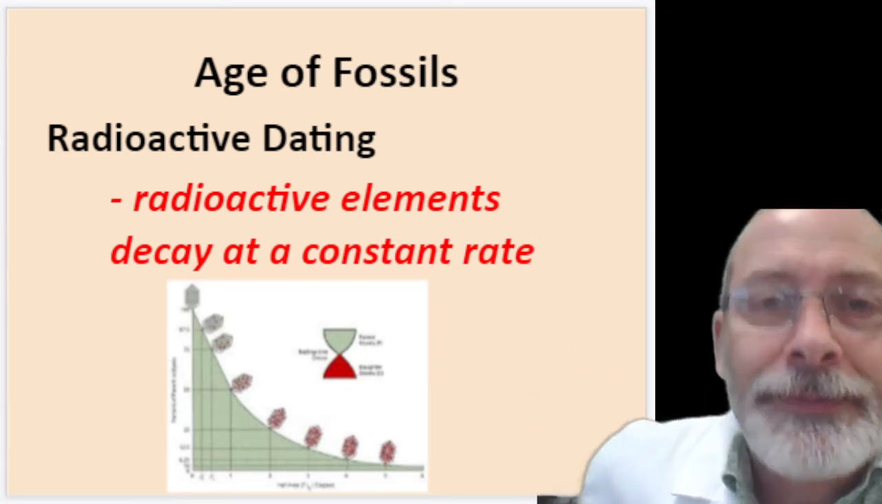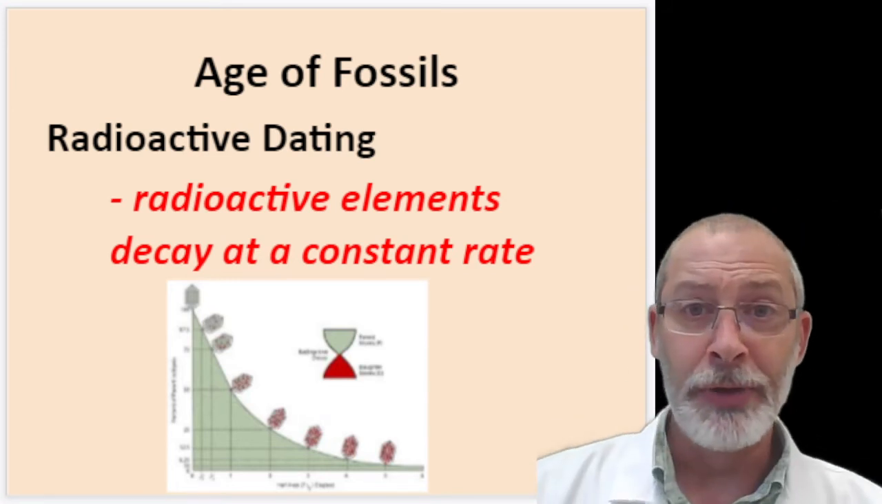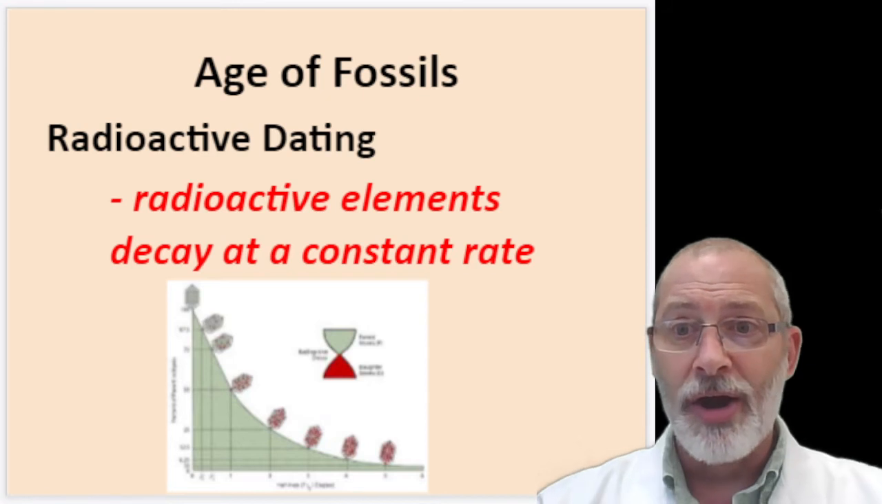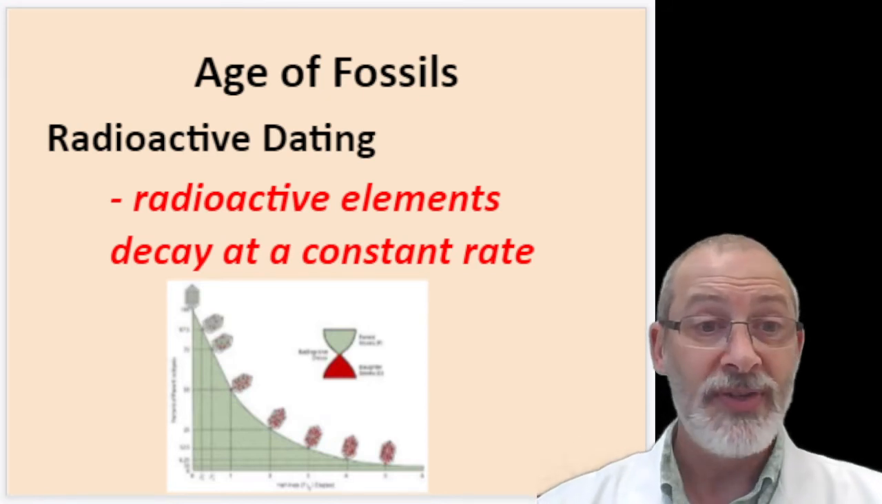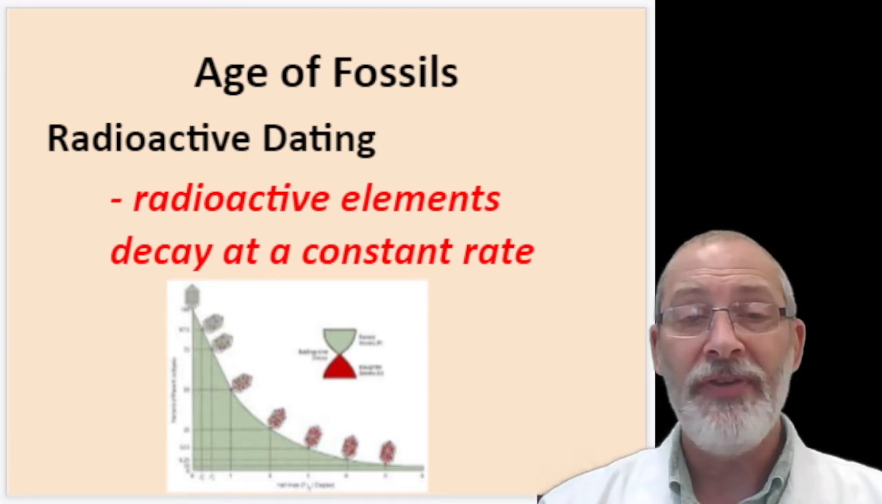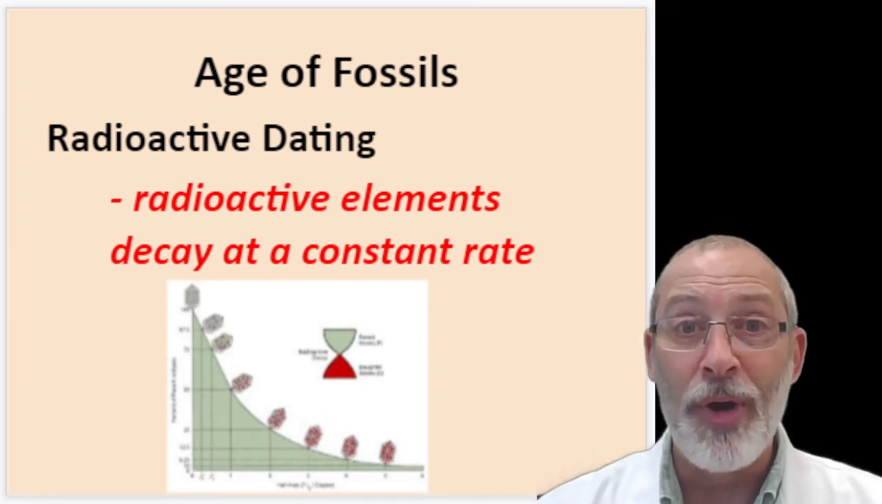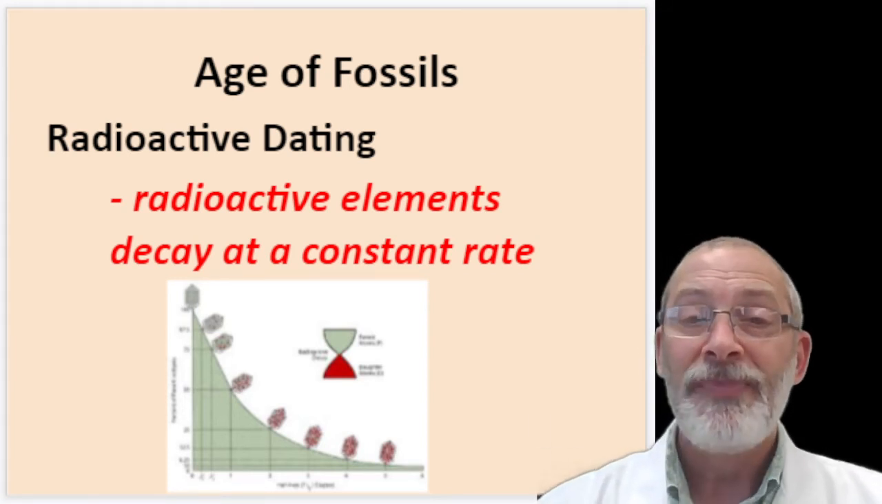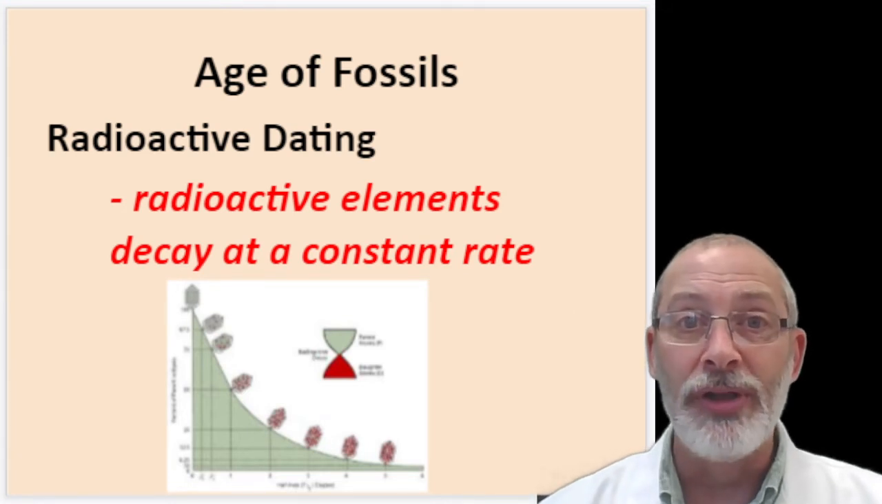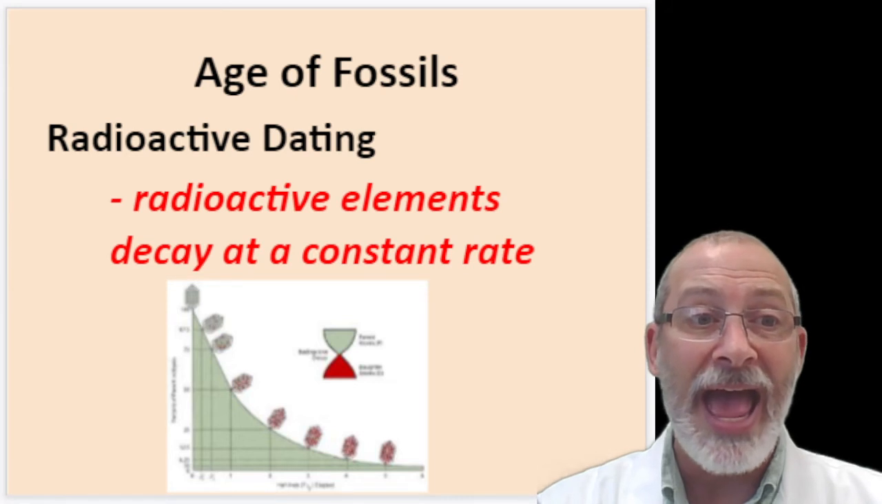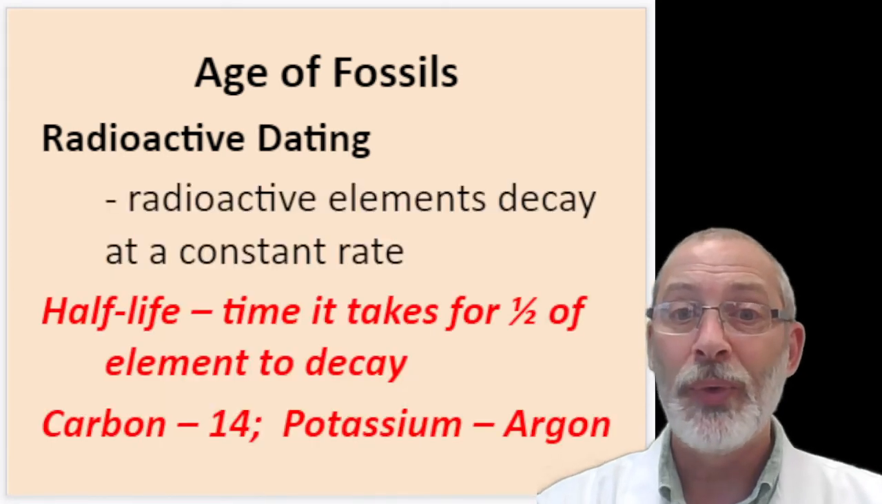I'm back. I just had to turn the radio down. So there are certain elements in the universe that are radioactive. What does that mean? Well, radioactive elements decay, they fall apart. It's like grains of sand falling through an hourglass, and they do that at a constant rate.